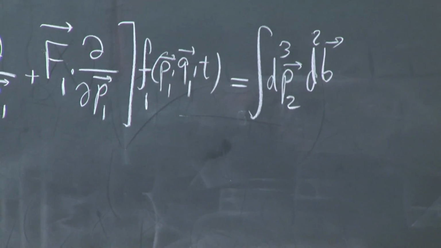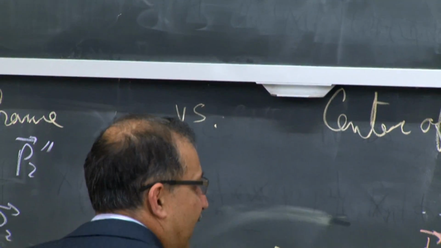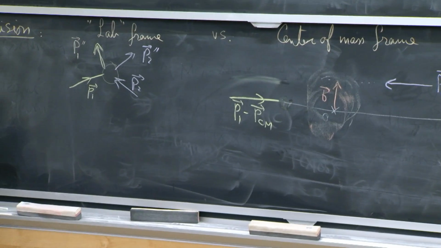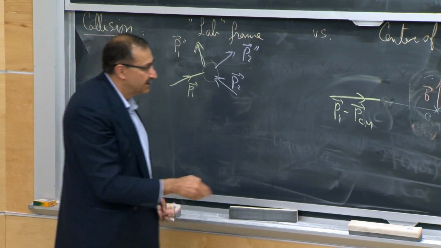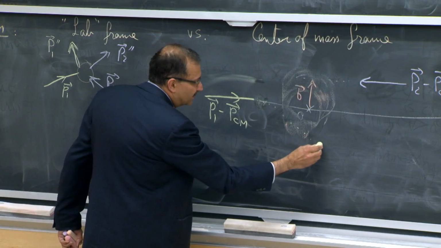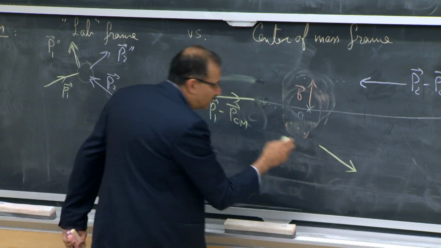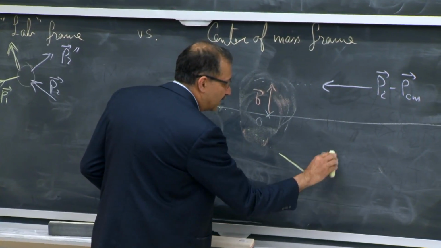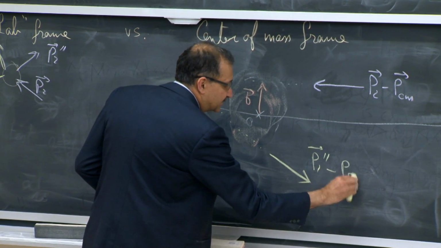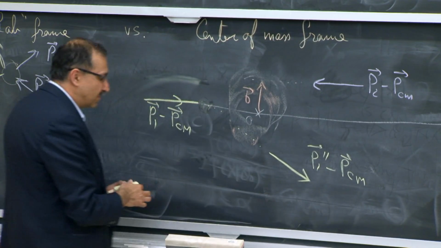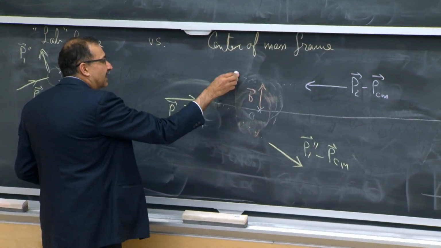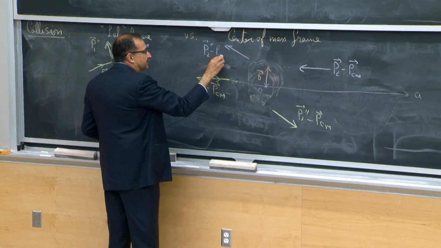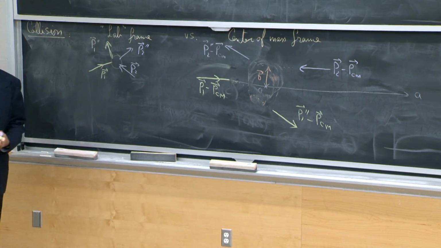Now, once I have specified the form of the interaction that is taking place when the two things come together, then the process is completely deterministic. Particle number 1 will come, and after the location at which you have the interaction, will go off with P1 prime, P1 double prime minus P center of mass. And particle number 2 will come and get deflected to P2 double prime minus P center of mass. Okay?